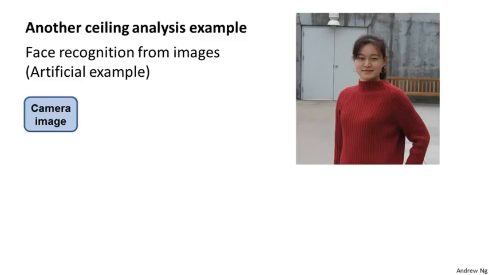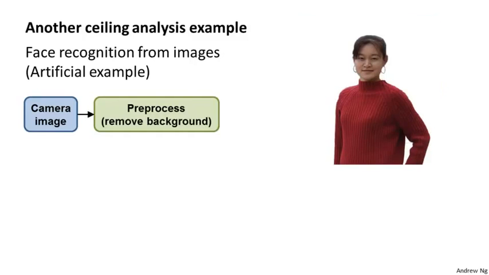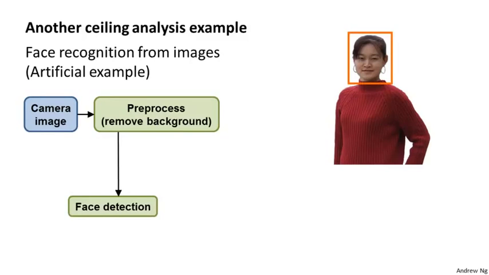So we have a camera image, and let's say that we design a pipeline as follows. Let's say the first thing you want to do is pre-processing of the image. So let's take this image like I have shown on the upper right, and let's say we want to remove the background. So after pre-processing, the background disappears. Next, we want to, say, detect the face of the person. That's usually done with a learning algorithm. So we'll run a sliding windows classifier to draw a box around the person's face.